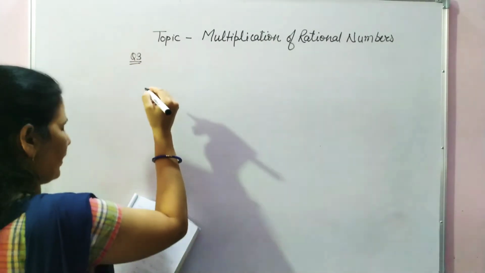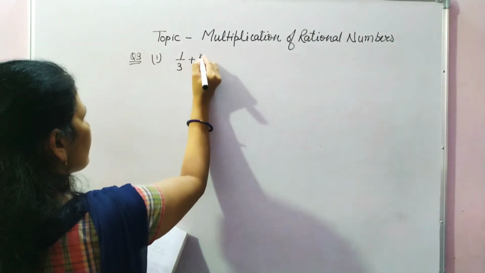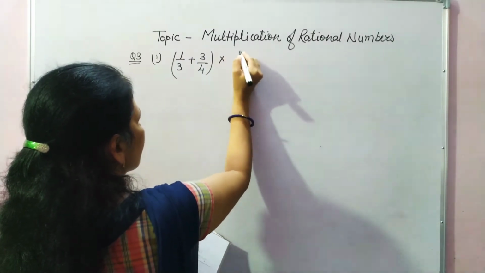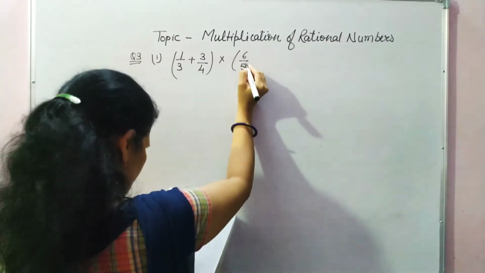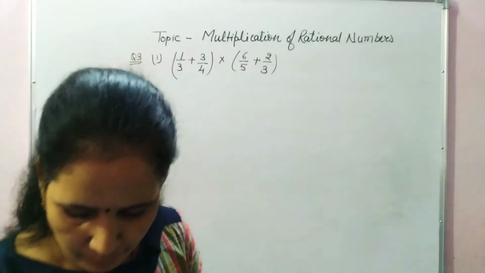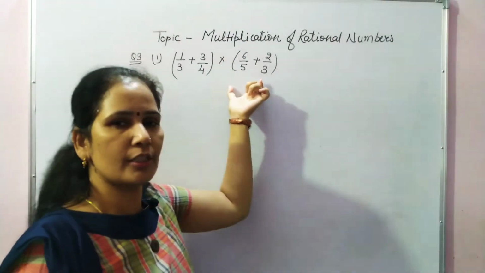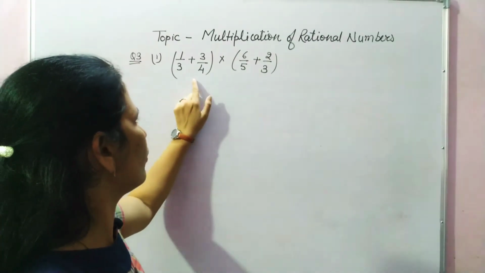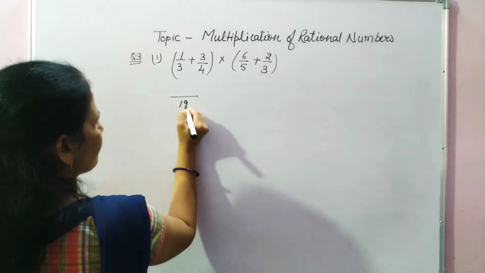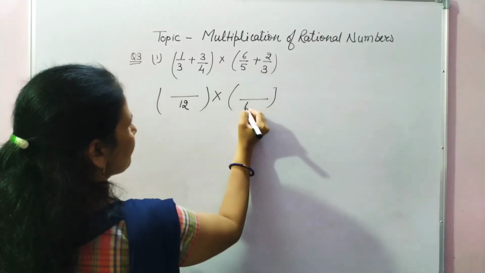Question number 3, first part. They have given 1 by 3 plus 3 by 4 multiply 6 by 5 plus 2 by 3. That means the sum of these 2 rational numbers multiply with the sum of these 2 rational numbers. So first of all we have to find the sum of these 2 rational numbers. Here the LCM is 12. Sign multiply, and here the LCM is 15.